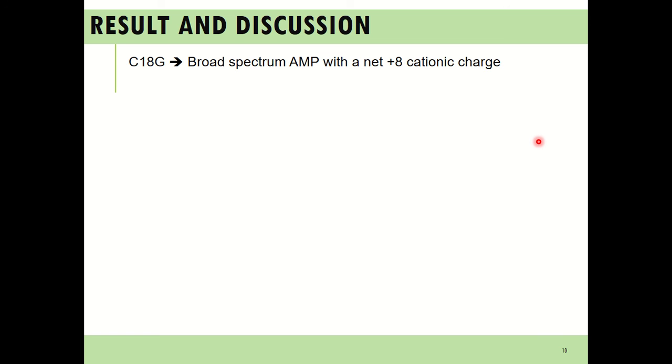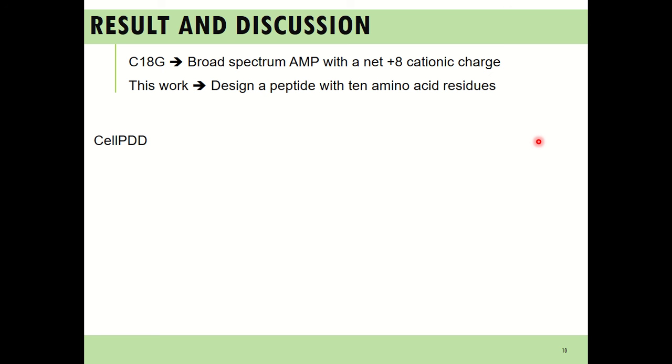So in this work, I selected the antimicrobial peptide C18G, which has a broad spectrum and a positive 8 cationic charge from 7 lysine residues in the sequence. And here I chose to design the peptide with only 10 amino acid residues as an effort to find a similar or more effective antimicrobial peptide, but with a shortened sequence, which will be easier to synthesize with higher purity. And through the analysis, some peptides from C18G show high potential as antimicrobials.